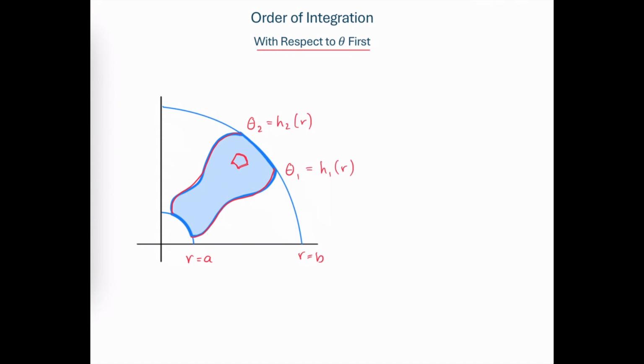Now let's think about our floating rectangle in this region. If we were to go with respect to r first, we would end up with different upper and lower limits depending on where our theta rectangle is located in the region. But if we integrate with respect to theta first, sweeping in that theta direction, we end up with the same lower and upper limit throughout the region, no matter where our rectangle is located.